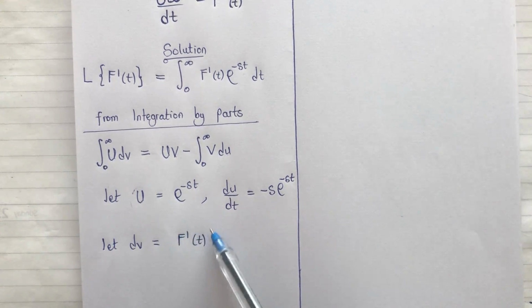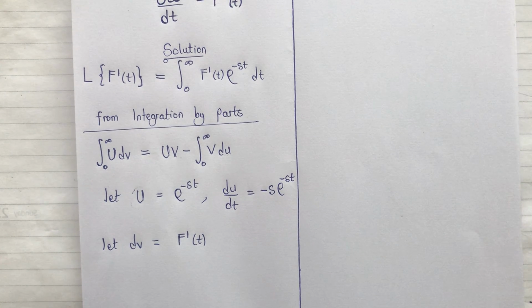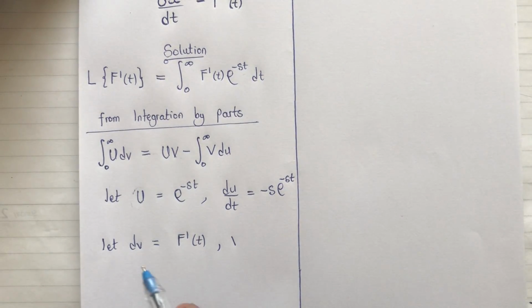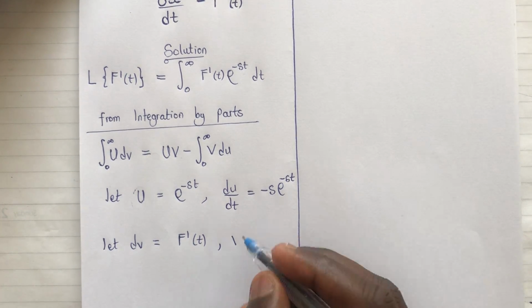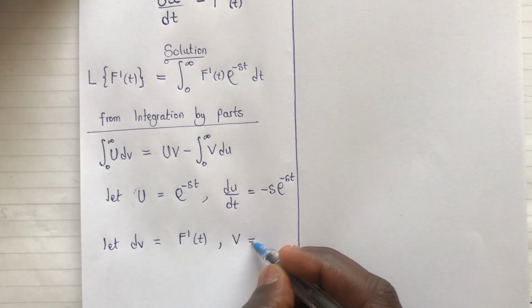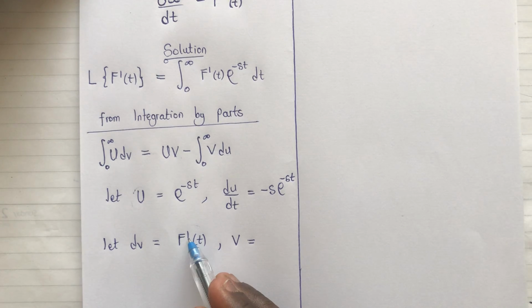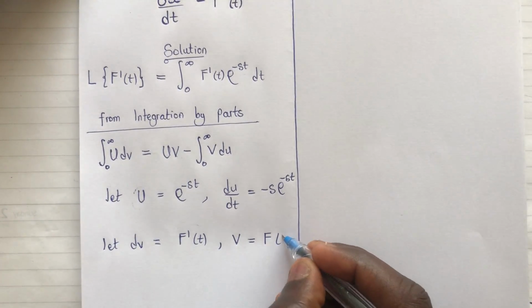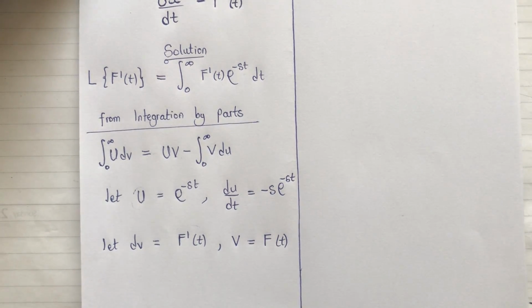I don't want the second derivative of this. I want the main function. So to get the main function, we need to integrate what? The v. Now the integral of the v is going to give us what? V. And the integral of f bar of t is going to give us what? F of t. I guess you got that concept.